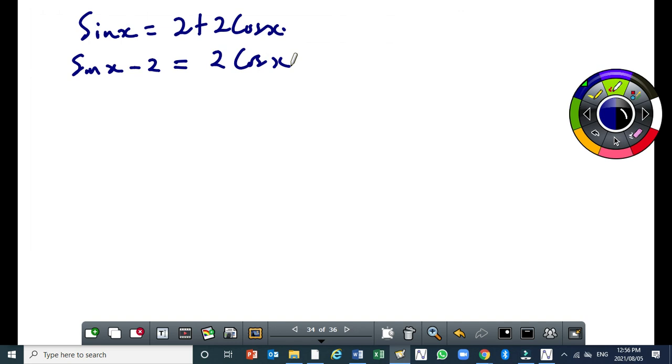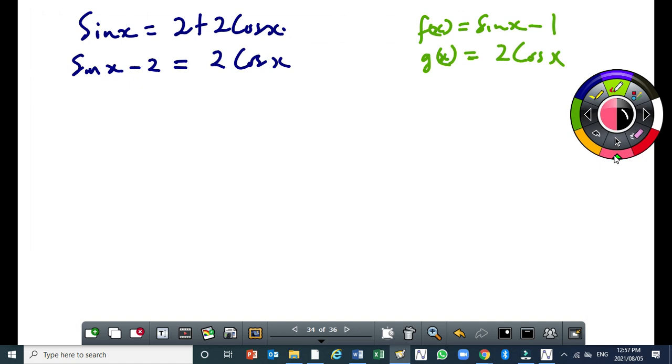Alright? Then we know that f of x is equal to sine x minus 1. G of x is equal to 2 cos x. So what this means is this is equal to g of x. But the left hand side has got a 2 here instead of this 1. Therefore, I can rewrite the left hand side as sine x minus 1 equal to 2 cos x.